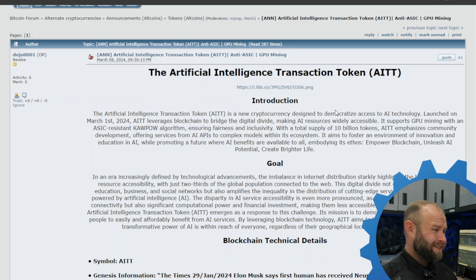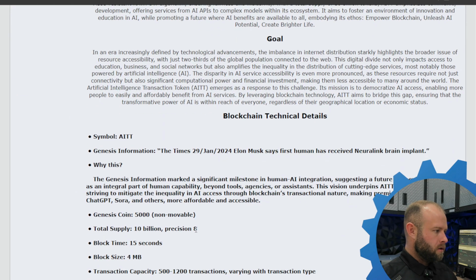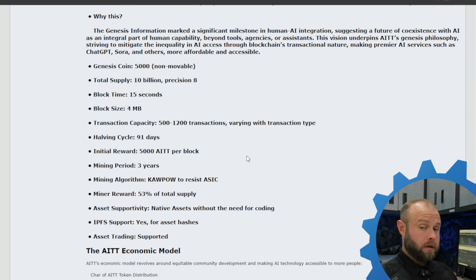Next coin, this one is on rplant as well. This is Artificial Intelligence Transaction Token, AITT. It looks like it is on KawPow, so that is going to be definitely GPU mineable, a popular coin for a lot of GPU miners right now. Still cold in a lot of parts of the world, so if you're interested in heating up your house still and want to try a brand new coin, maybe go ahead and give it a shot.